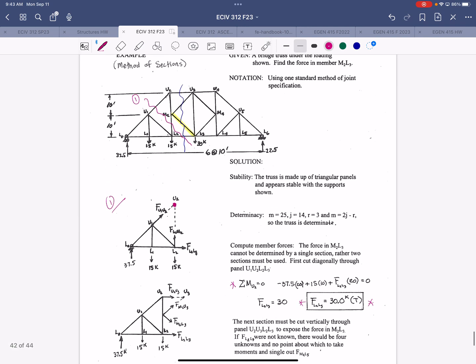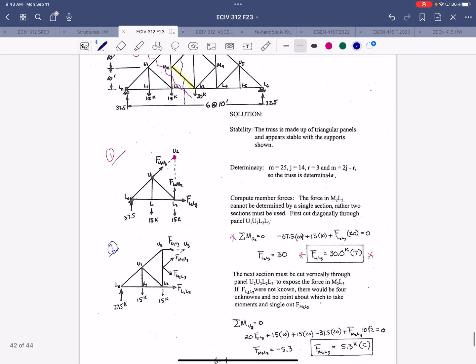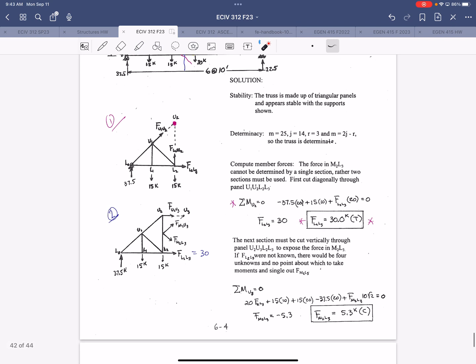Then we can go to this second cut. All right, and here's the free body diagram for section 2. Now we know F2L3 is equal to 30, and we have these two passing through U3. So we can sum moments about U3 to directly solve for M2L3. So method of sections takes a little bit of extra thought and strategizing.